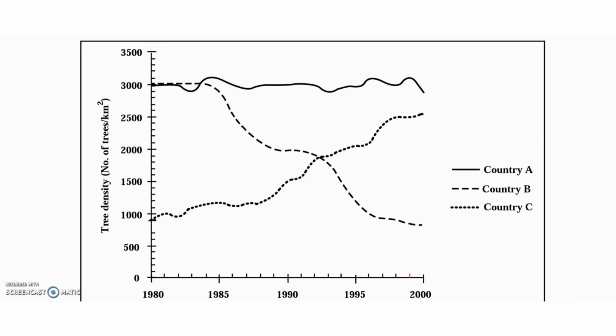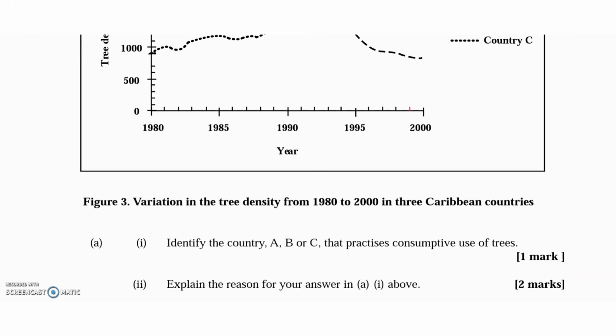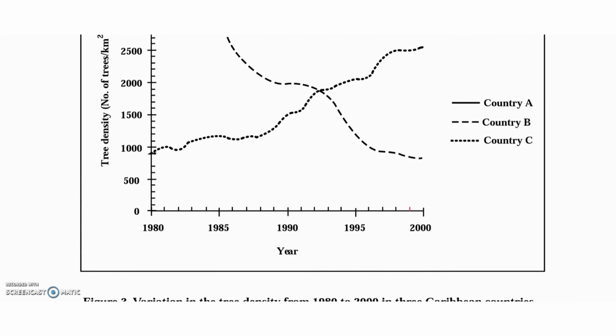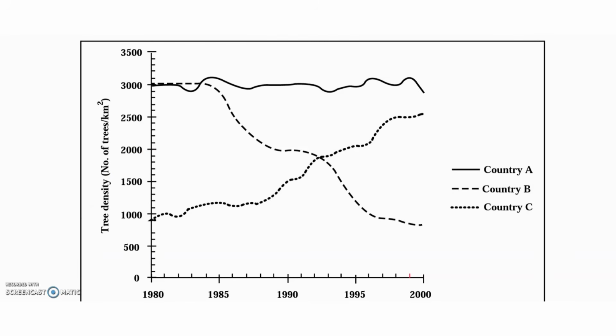Let's go through quickly. The first question basically asks us to identify the country, A, B, or C, that practices consumptive use of trees. Now, look at the graph again. Take a minute and look at the graph. Any area that utilizes consumptive use of any resource will have a decline in that particular resource. From the y-axis, we are seeing this particular line is actually moving downwards in comparison to all the others. So I would say country B is associated with consumptive use of trees.